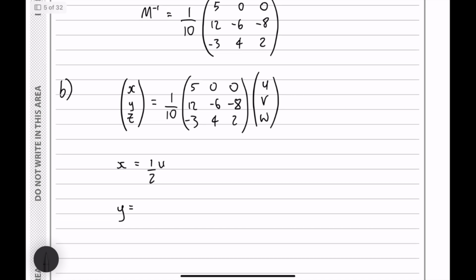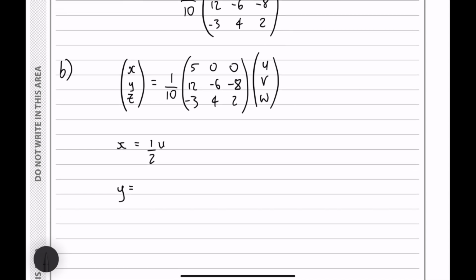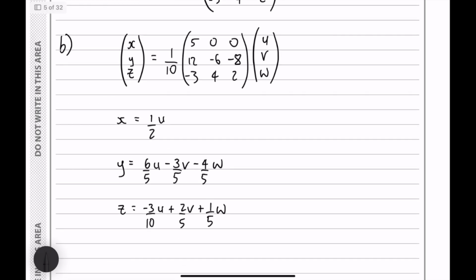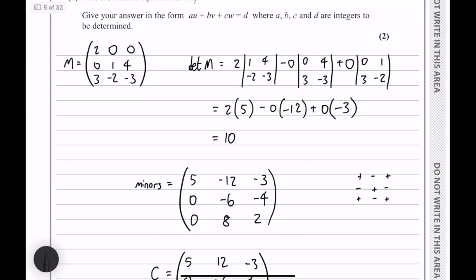The y component, 12u, and then all of these are divided by 10, so that's 6 over 5 u, minus 6v, so that's 3 over 5, i.e. 6 over 10, and minus 8, so that's minus 4 over 5 w. Then our z term, minus 3 over 10 u plus 4 over 10 v plus 2 over 10 w. And because of the work we've done in part A, that was quite straightforward. Is that all they wanted?